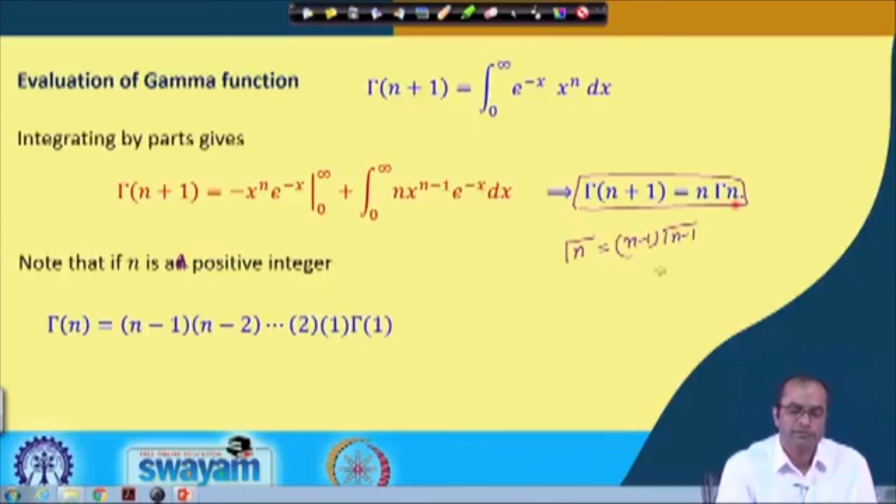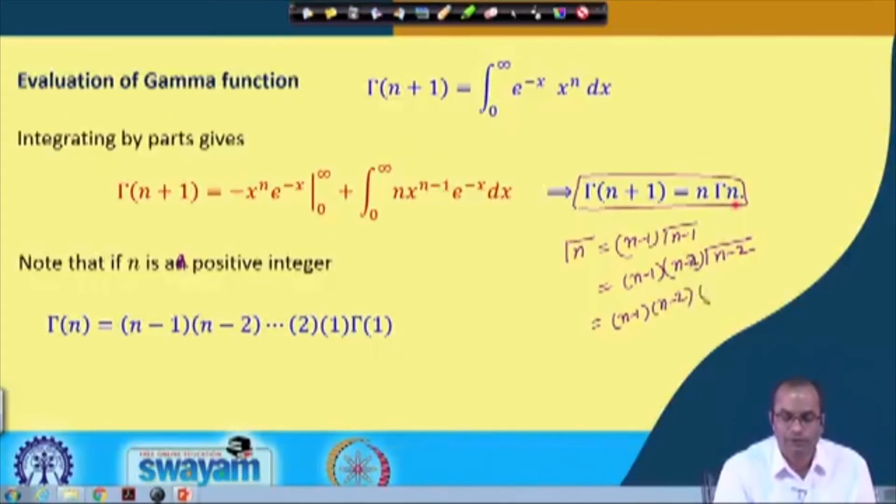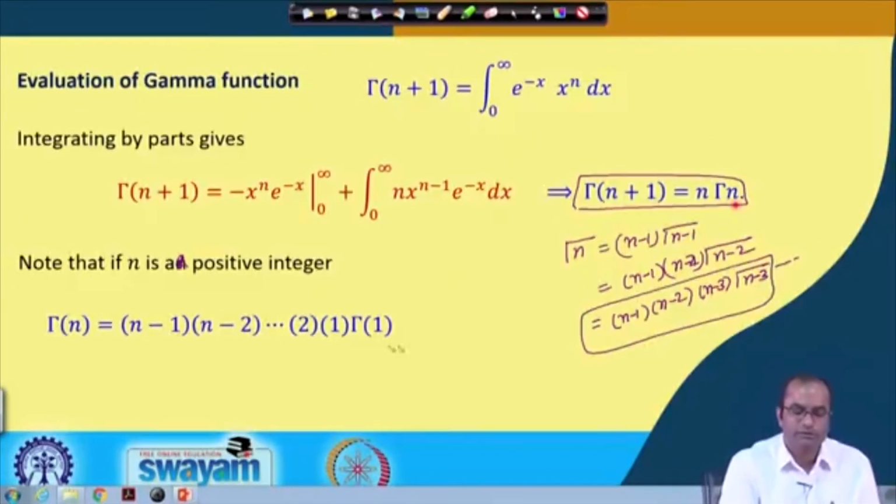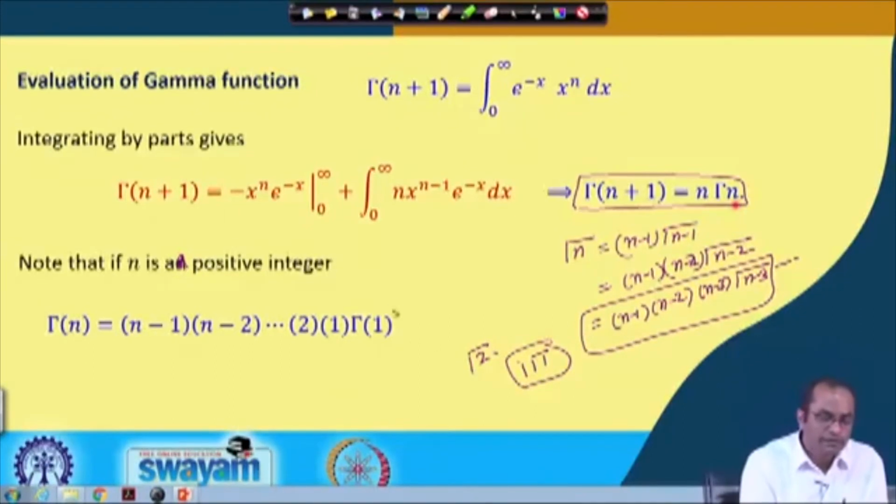Again, for gamma n minus 1 we can use that relation. So, we have n minus 1, and this is n minus 2 and gamma n minus 2, and we can keep on repeating this. So, n minus 2, then here n minus 3 gamma n minus 3. So, this we will continue until we get 2, 1 and then gamma 1. At some point we will get gamma 2, which we can write as 1 times gamma 1, and so on.